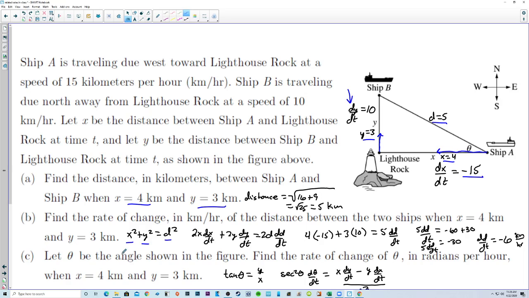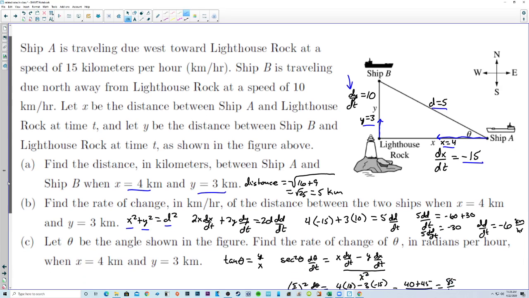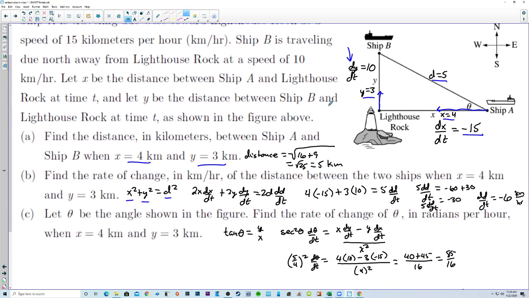Letter C, let theta be the angle shown in the figure. Find the rate of change of theta in radians per hour when x is 4 and y is 3. Well, we know that this is a 3, 4, 5 right triangle. And then this side is changing and this side is changing and the angle is going to change. So we can't plug in any values right away.